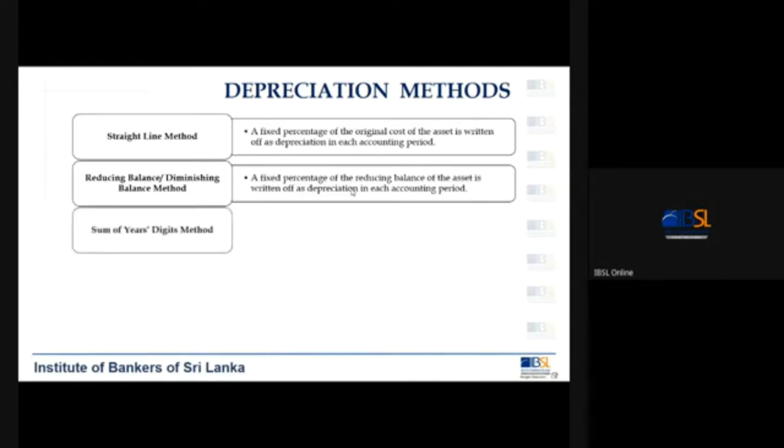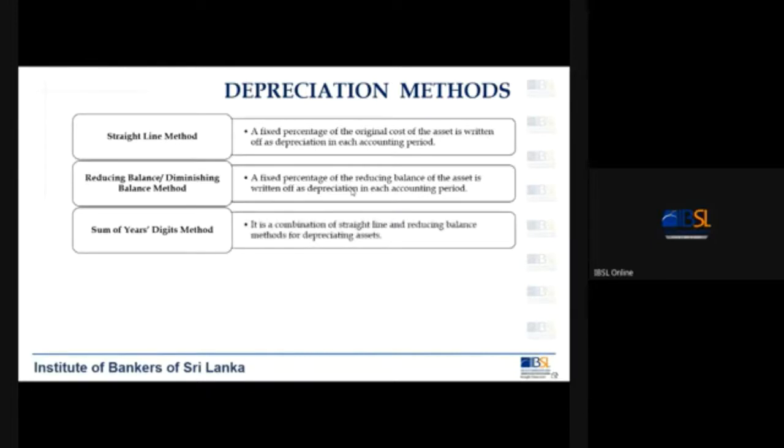Thirdly, we invent another method which is known as the sum of years digits method. Now this is a mathematical formula that we need to calculate and allocate depreciation based on the formula. So what does it say? It is a combination of straight line and reducing balance. When we go into the details, you will see it is a combination of the straight line as well as the reducing balance method.